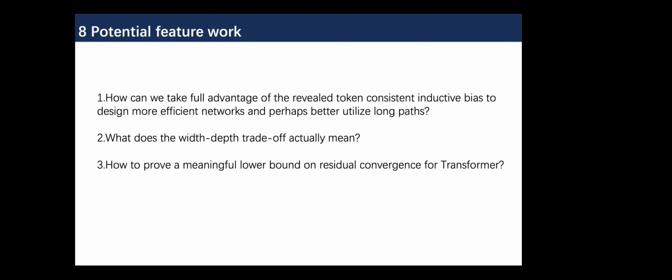And if we can find a way to avoid this, maybe the model can be deeper than now. The third future work is how to prove a meaningful lower bound or residual convergence for transformers. We know that skip connection is effective because it gives a lower bound to the residual drop, and it will definitely prevent the rapid drop of the rank. So if we can find something new, maybe not skip connection, that gives the residual lower bound, it can replace the residual, and we can avoid this rank collapse.